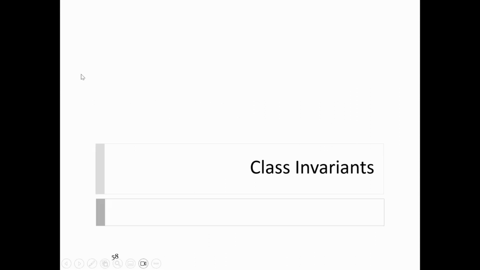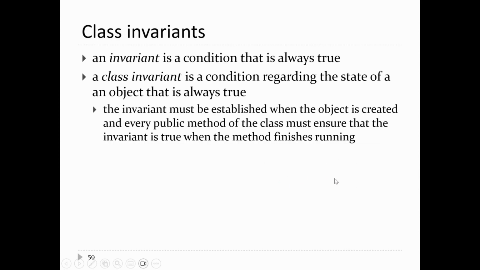Okay, so that's all I want to say about preconditions and postconditions for the time being. I do want to talk about another type of condition, though, and those are the class invariants. An invariant is another kind of condition. Invariants are always supposed to be true. So an invariant is a condition that's always true. A class invariant is a condition regarding the state of an object that's always true.